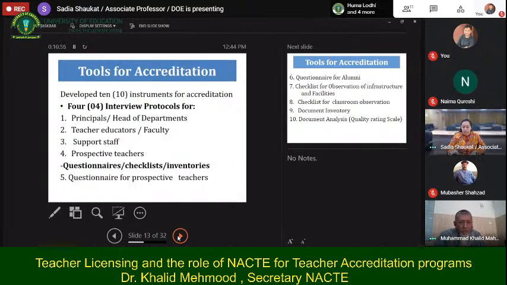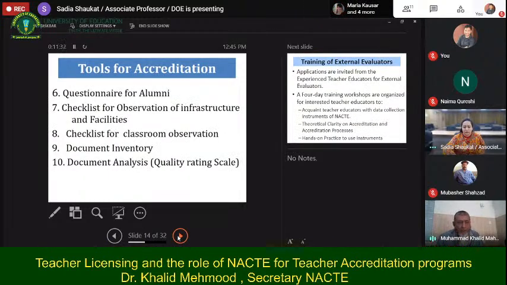We have 10 tools: 4 interview protocols, interview from head teacher, interview from teacher educators, interview from support staff, and interview from prospective teachers. That is, the students enrolled in the teacher education program, we interview them to get their perspective. Then we have questionnaires and checklists. We have questionnaires for prospective teachers, questionnaires for alumni, and a checklist and observation of infrastructure and facilities. That's our next slide. And a checklist of classroom observation, document inventory, and document analysis. We have 10 instruments. Now, next slide.